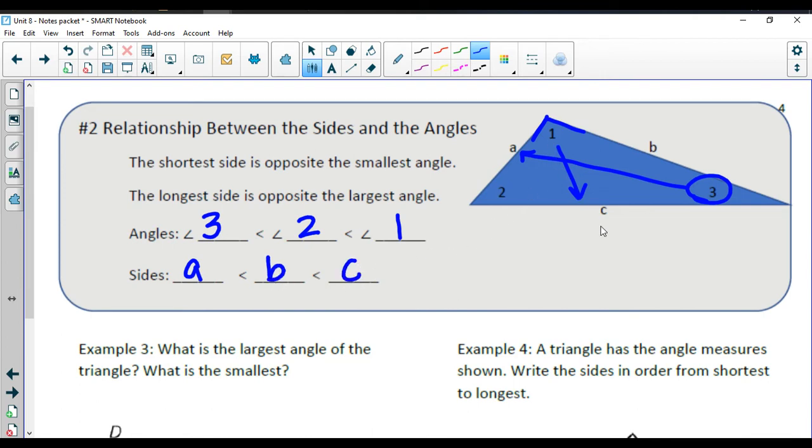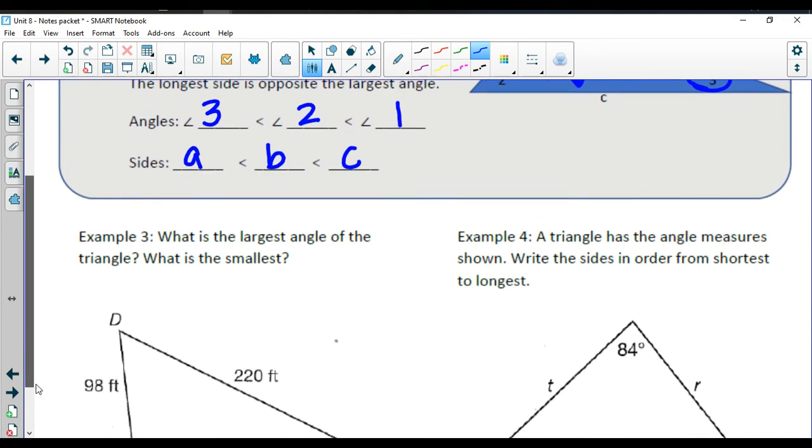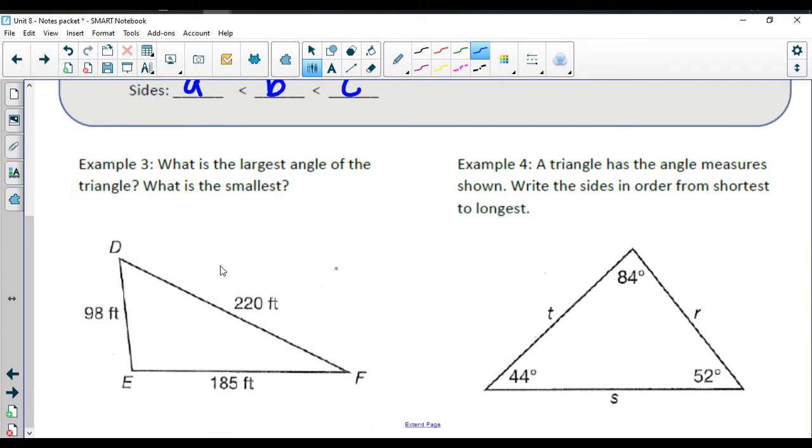So biggest angle, biggest side; smallest angle, smallest side; and the medium angle is going to go with the medium side. So in example 3, what's the largest angle of the triangle and which one's the smallest?